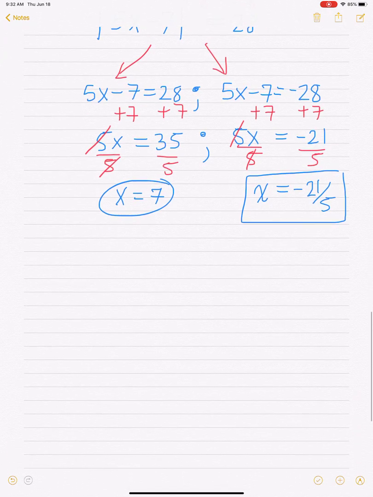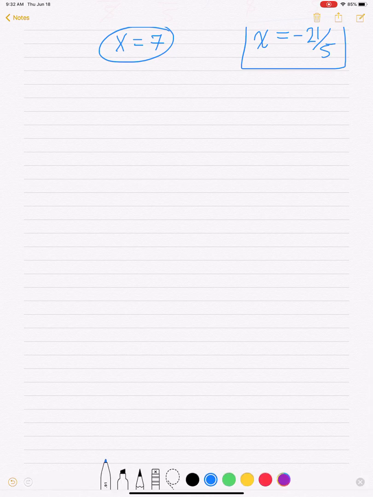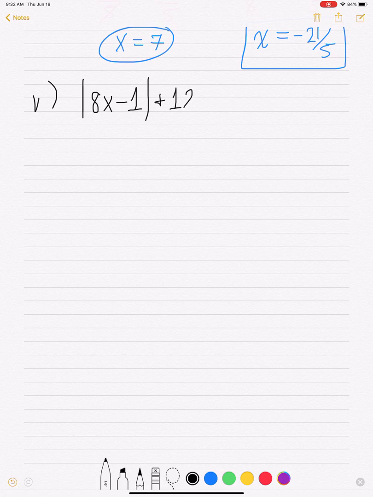All right, let's do another. These aren't very hard. Number 5. What if I had the absolute value of 8x minus 1, close the absolute value, plus 12 equals 5. How would I solve this?